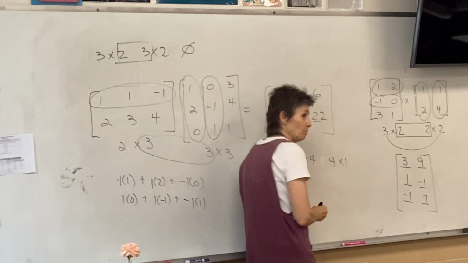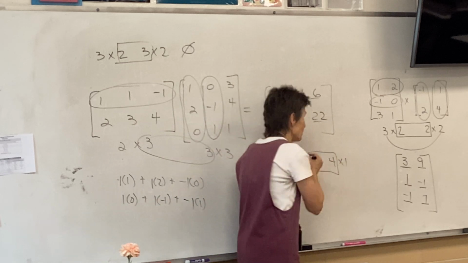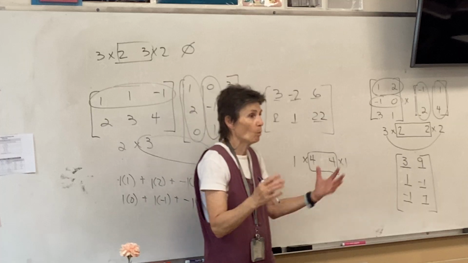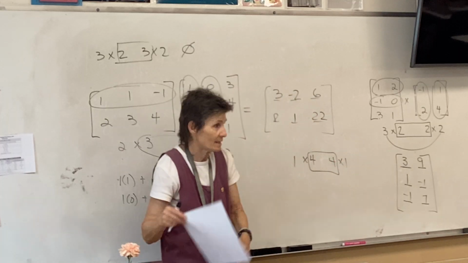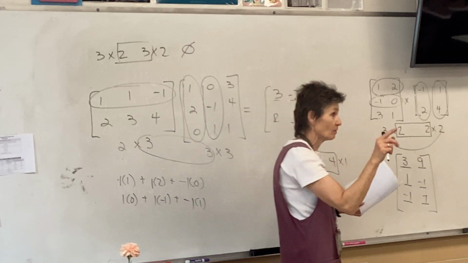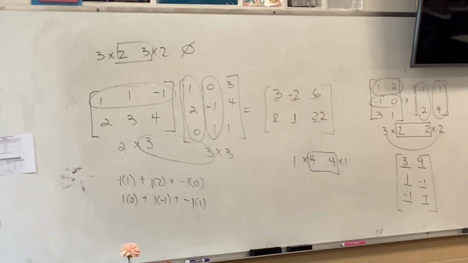Are those multipliable? Yep. And what's going to happen when you multiply them? What are you going to get? What's a 1 by 1? Just a number. What is that number going to be? Well, you're going to take first times first, second times second, third times third, fourth times fourth, and add them up. So what do we get? 20. Do we get 20? I think so. Okay. That's it.